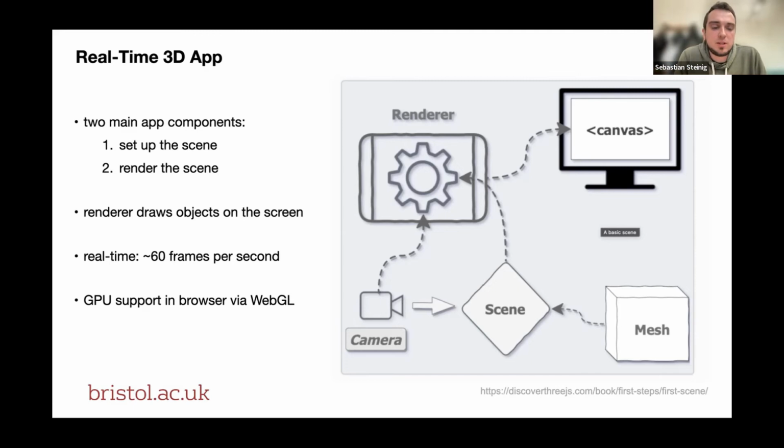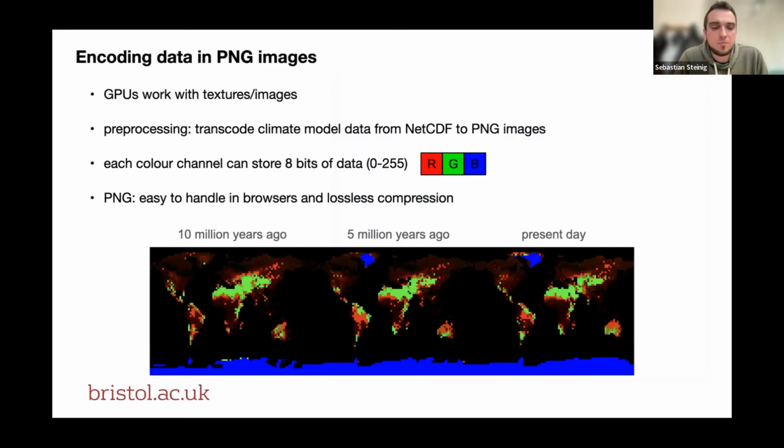For this, we need GPU support, so the graphics processor underneath. The important thing here is that these GPUs, to really use all this power, normally work best with, or only work with, textures, which means some sort of images. So we don't really put arrays in there, but we work with textures.